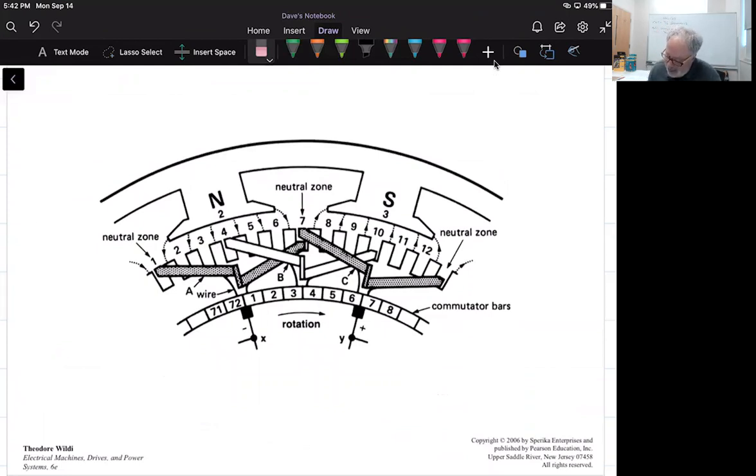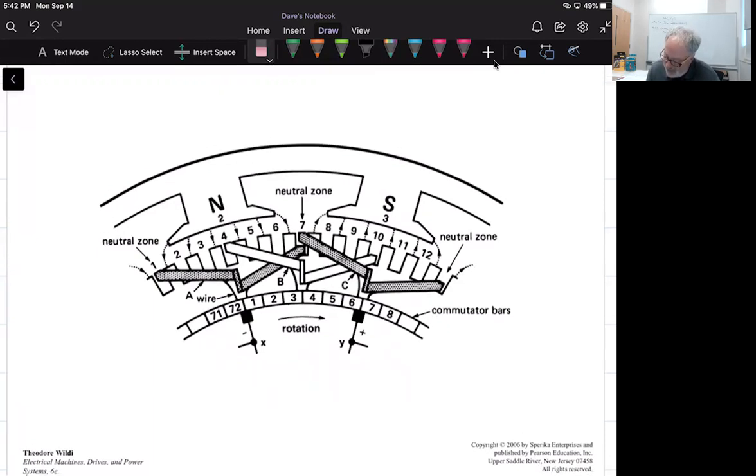And what I think is cool about this is we talked about these neutral zones. When we think beyond a two-pole generator, here we see this coil, right? So here's a coil right here, and here's another one running this way. But what we wanted to see is that when this particular coil is being shorted out, we want to make sure that it is in the neutral zone.